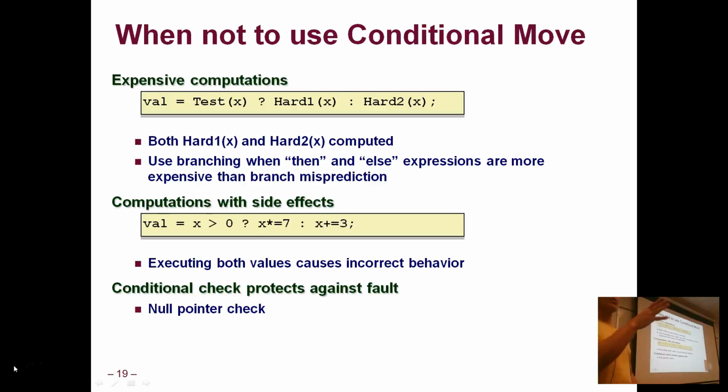So you cannot use the conditional move everywhere. You can't just erase all of your conditional branches. That's what I was thinking. Yeah. How do you do that now? So there are specific cases where the compiler cannot touch the conditional branch.